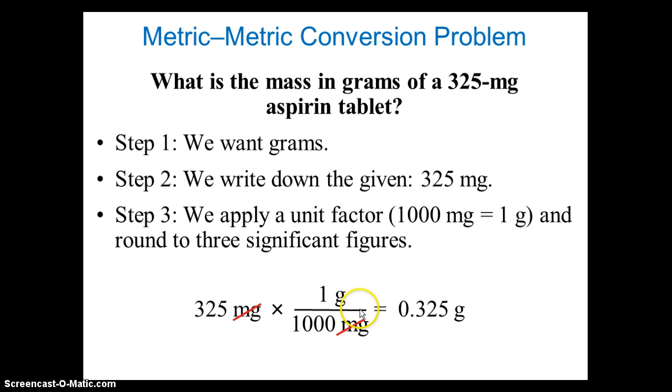The way we set up the unit factor from this equation, milligrams is at the bottom so we can cancel milligrams, which is 1000 milligrams in 1 gram. 1 gram is on the top, since we need mass in grams. So that way we can cancel, 325 divided by 1000, which is 0.325 grams.